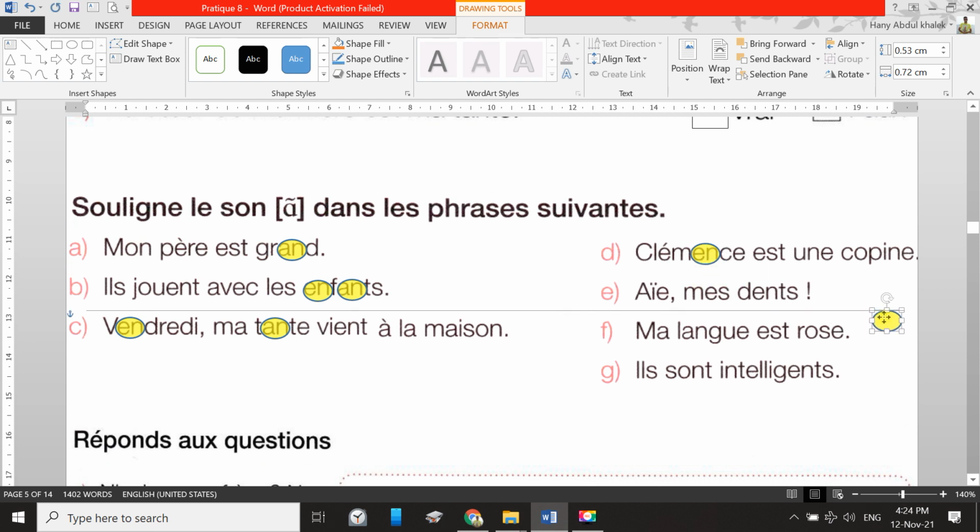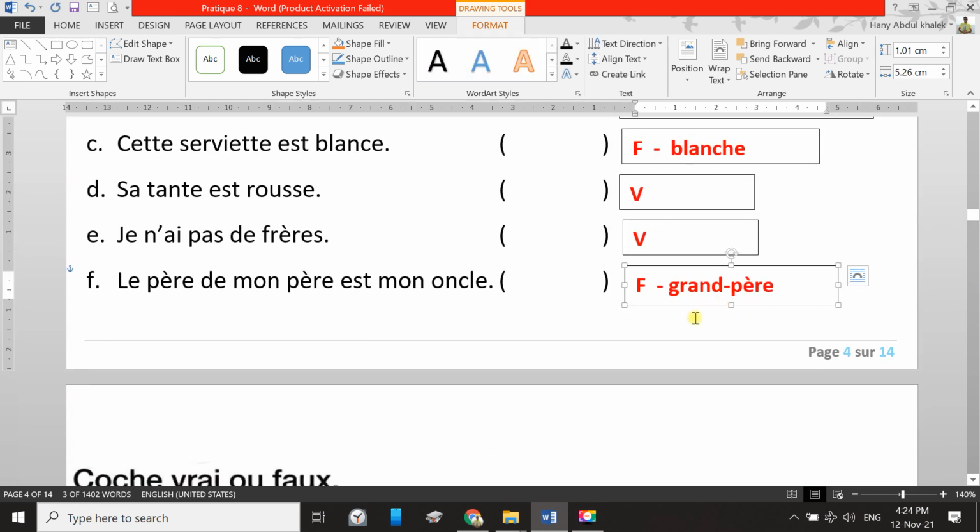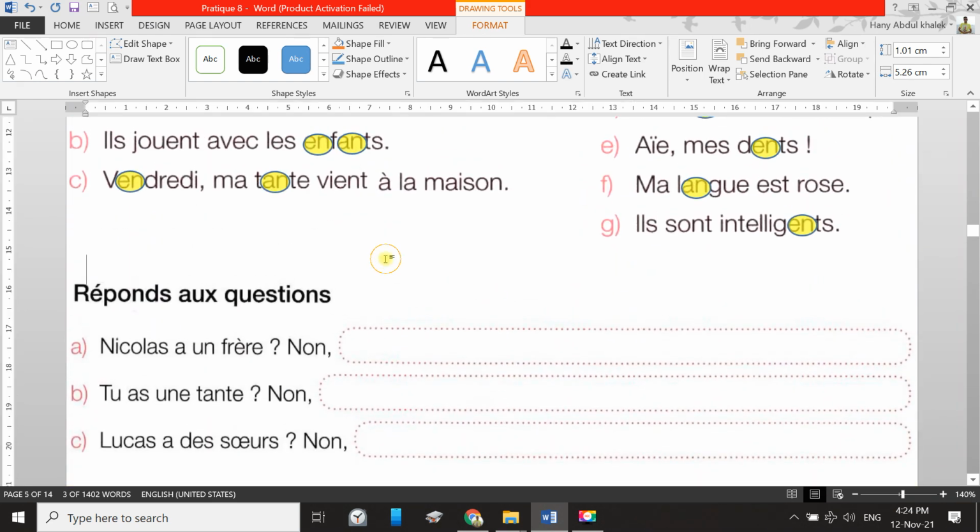Est une copine. Est une copine. Ma langue, my tongue est rose. Ils sont intelligents. Okay, I hope you understand this or you remember it now. Okay, let's go to print this. Let's copy it. Okay, good.